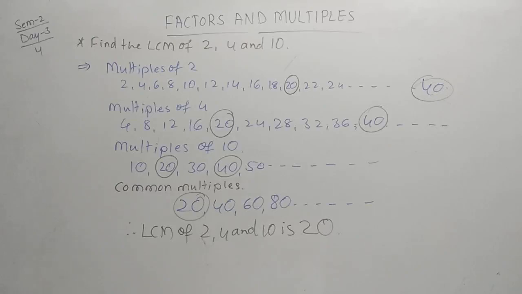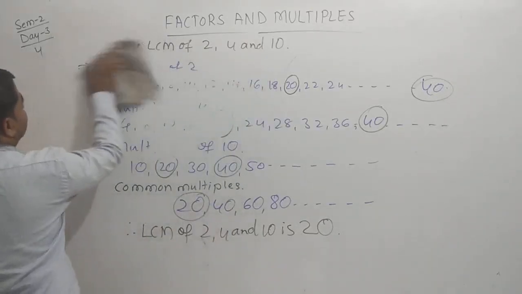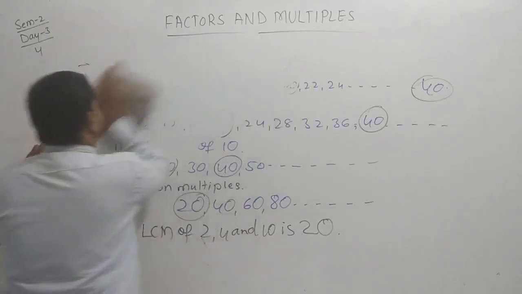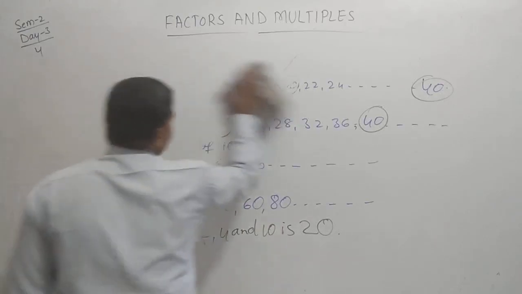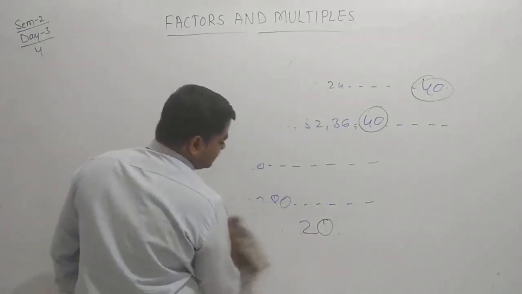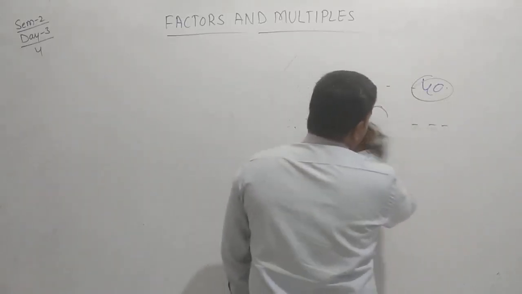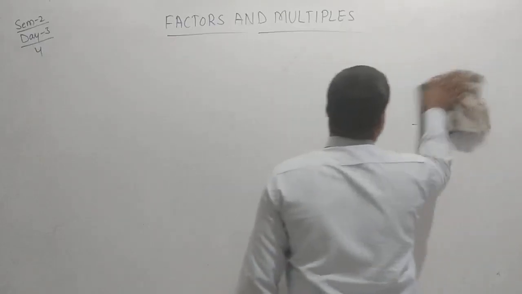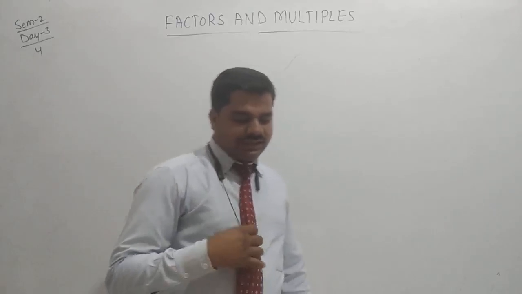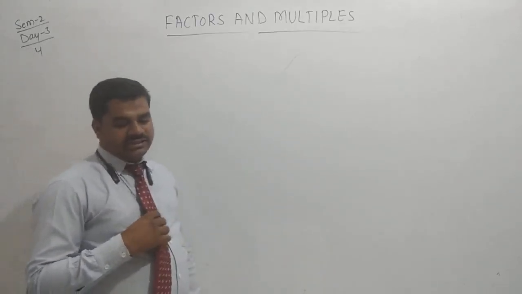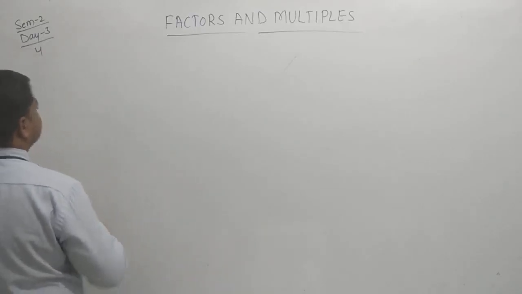Okay. We will solve some questions from your textbook. In your textbook, some questions are given. We will solve those. Very simple questions. Open page number 154. In that, a table is given. Find the LCM of these given numbers.